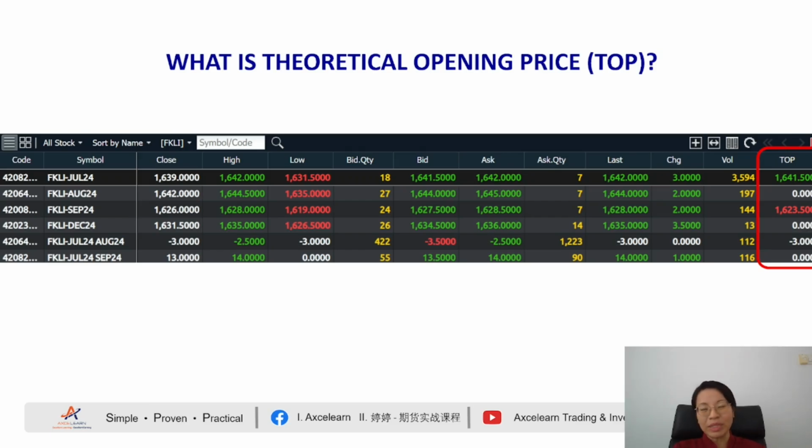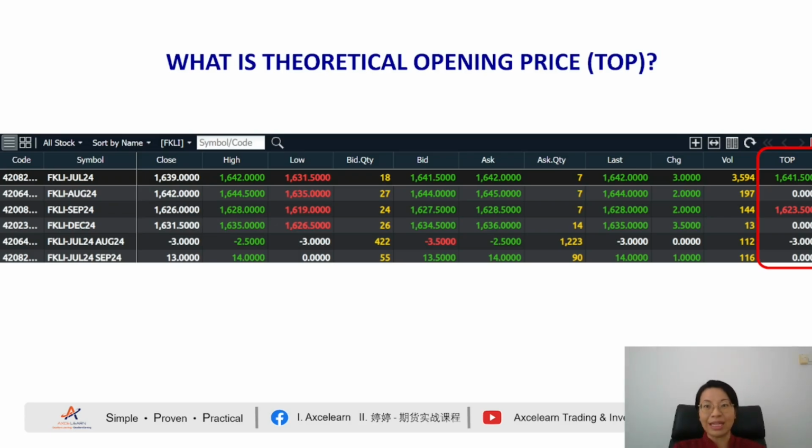Now this TOP is only important at a certain stage. Mainly, we will only use this TOP during the pre-opening stage. In short, what is the pre-opening stage? For example, for futures, every half an hour before the market opens, we have this pre-opening stage. During the pre-opening stage, you can submit your trading orders, but none of the orders will be matched. This is the definition of the pre-opening stage.